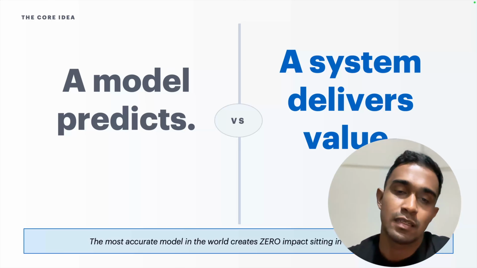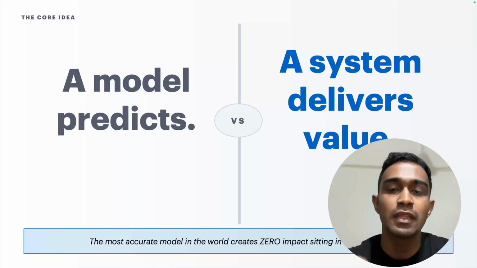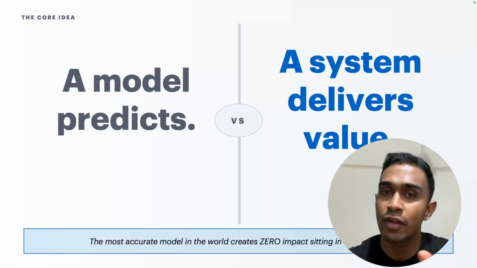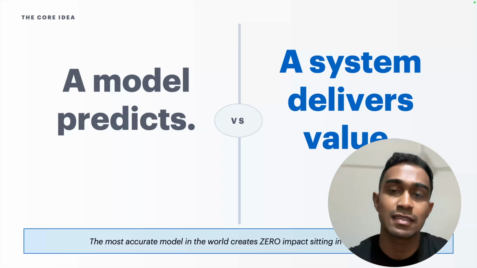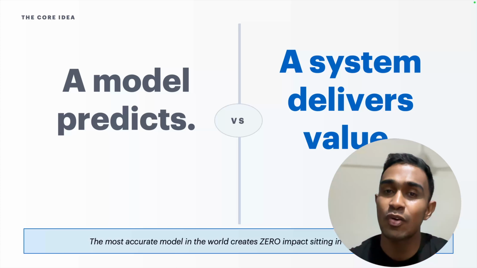A model predicts, a system delivers value. Let me explain what that means. You can build the most accurate machine learning model in the world. It can score perfectly on every test, but if it just sits inside a Jupyter notebook and nobody can use it, it creates zero business value.